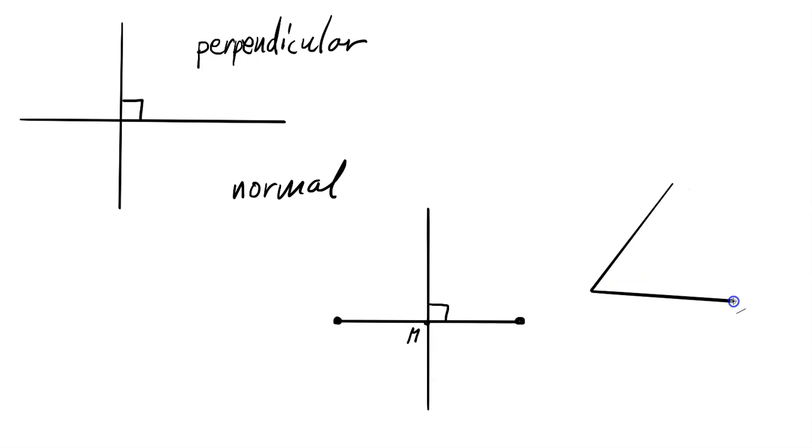So if you have an angle here, and if you have a ray here dividing this angle into two equal parts, so this angle is equal to that one, then this is called an angle bisector. This ray here is an angle bisector to this angle.